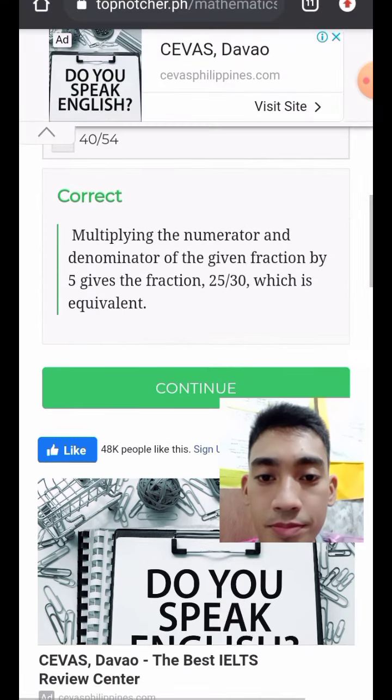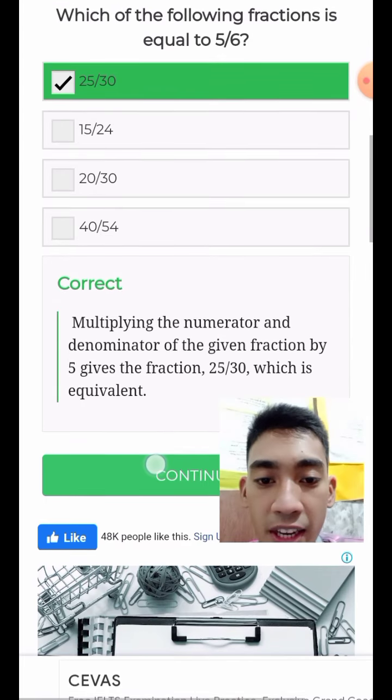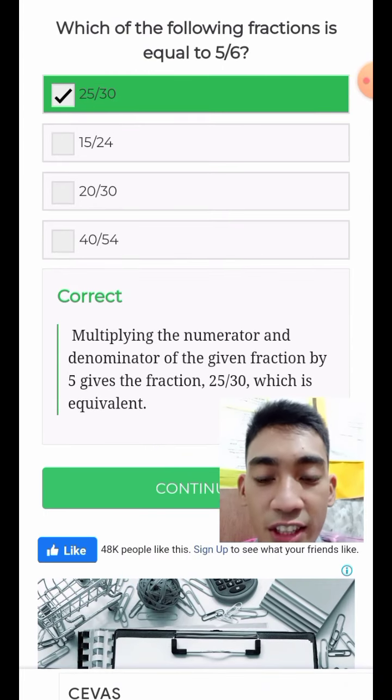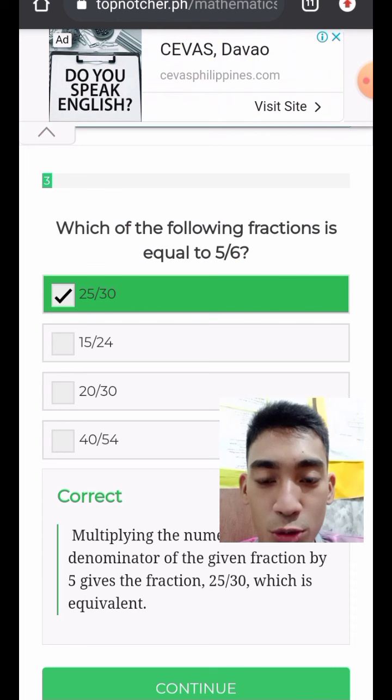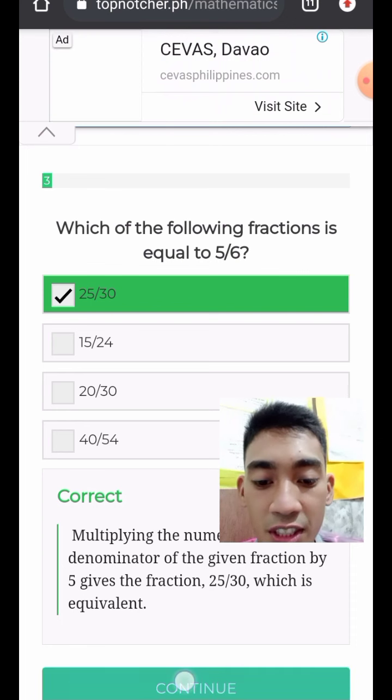Check. Correct. Multiplying the numerator and denominator of the given fraction by 5 gives us 25 all over 30. So multiply: 5 times 5 equals 25, and 6 times 5 will give us 30. Continue.